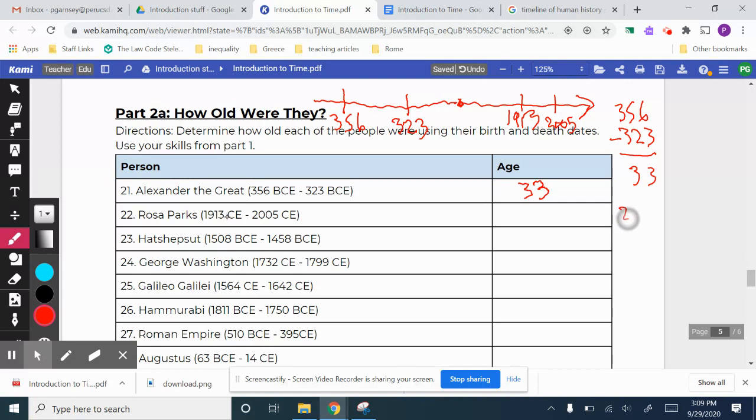You can take the larger number, 2005, subtract the smaller number, 1913. How old was she when she died? You got a 2. Oh, I finally have to borrow. Looks like she was a whopping 92 years old when she died. That's pretty old.